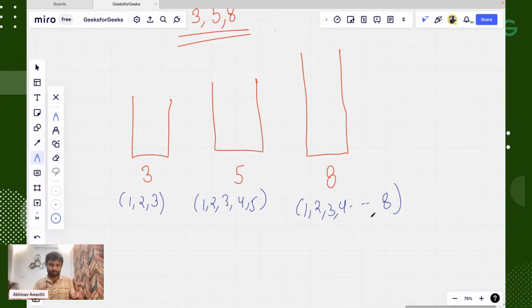We have to find the number of ways we can keep balls in these buckets, and we have an infinite number of balls. So let's take a case. Let's say these are the balls, and the balls are of yellow color. Let's say in the first bucket we have a ball.